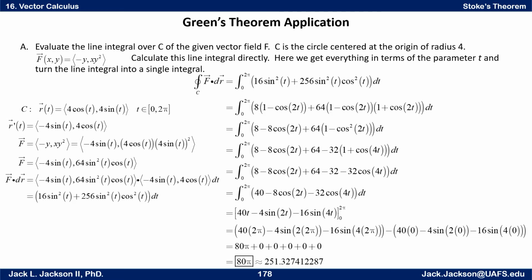The vector function F that we're integrating is minus y comma x y squared, and to continue on, we need to change that into a function of t. So the y's are replaced by 4 sine of t, here and here. And the x's are replaced by 4 cosine of t, here and here.